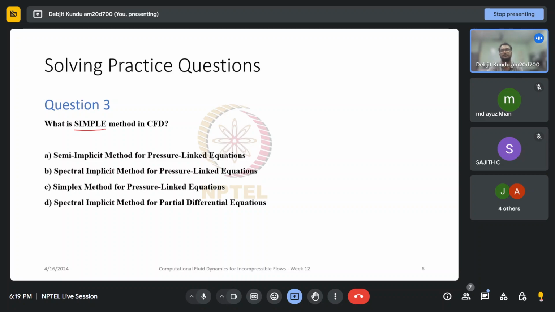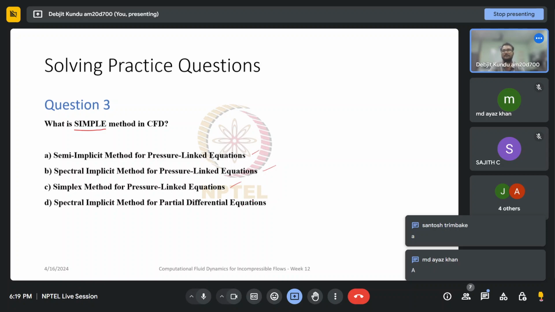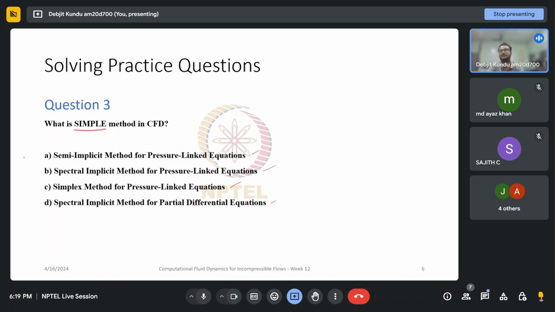SIMPLE. Is it option A, semi-implicit method for pressure-linked equations? Is it option B, spectral implicit method for pressure-linked equations? Is it option C, simplex method for pressure-linked equations? Or is it option D, spectral implicit method for partial differential equations? Okay, so we have a few responses in favor of option A, semi-implicit method for pressure-linked equations. Let's hear what others have to say.